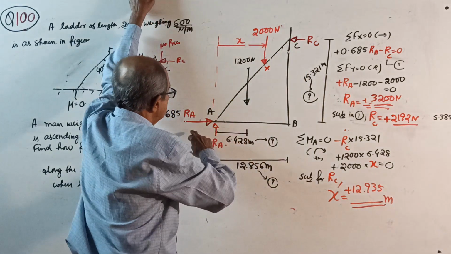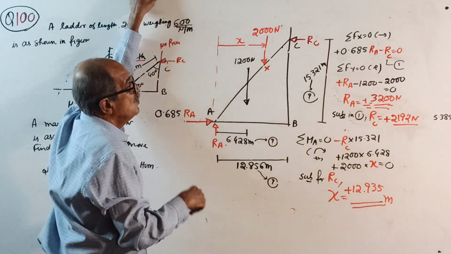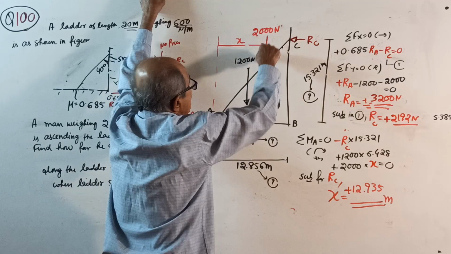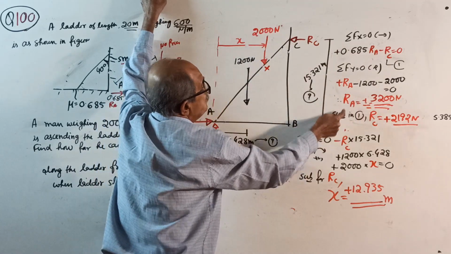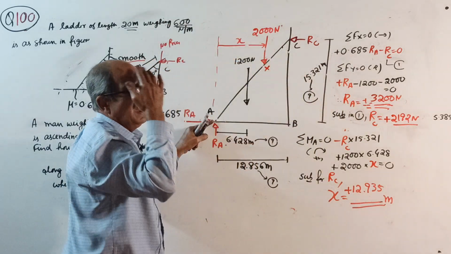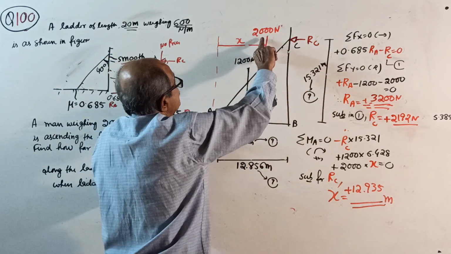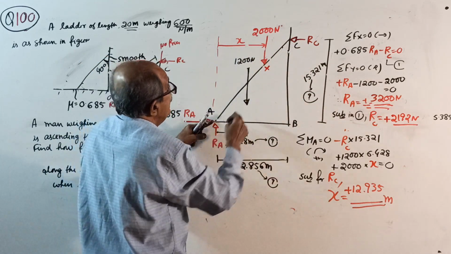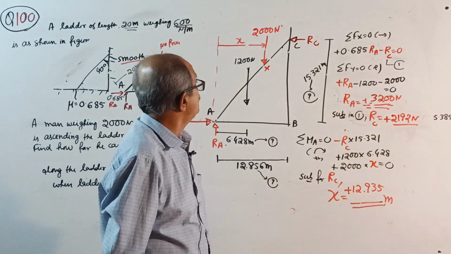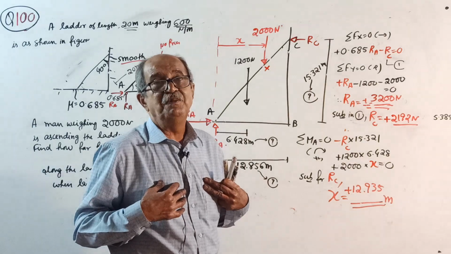Okay, start. Sigma Fx = 0: 0.685 RA minus RC is 0. Sigma Fy = 0: RA minus 1200 minus 2000 = 0. RA will come. Substitute in equation 1, RC will come. Take moment about this point: minus RC into 15.321 plus 1200 into 6.428 plus 2000 into x equal to 0. Substitute for RC, x will come: 12.935 meter. We should celebrate.